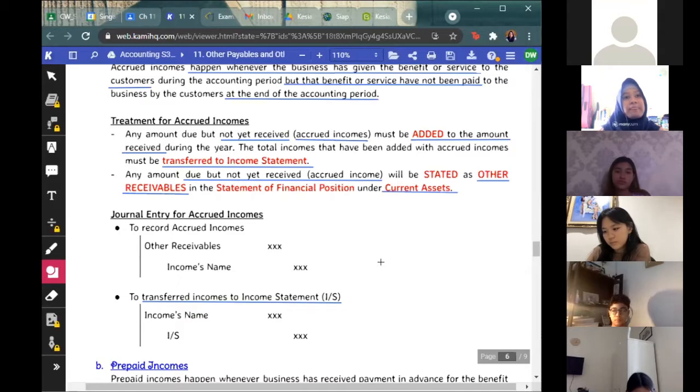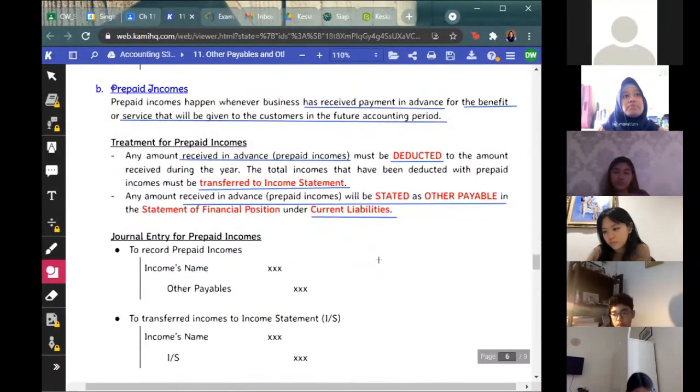Okay, continue to prepaid incomes. We have accrued, we also have prepaid. Prepaid incomes happens whenever the business has received payment in advance. Place yourself as the business. The business received already the payment in advance for the benefit or service that will be given to the customer in the future accounting period.